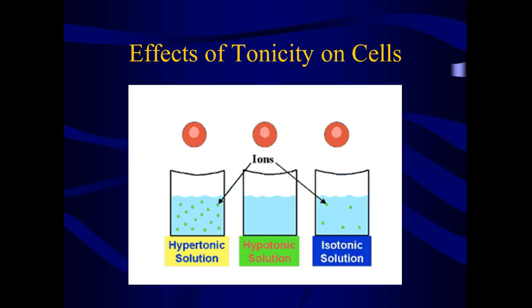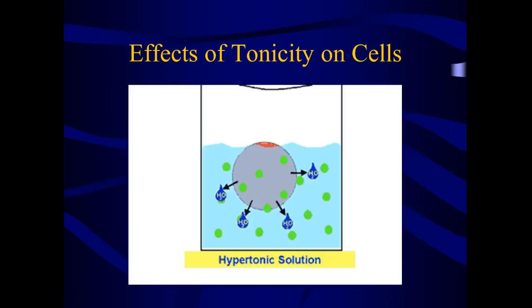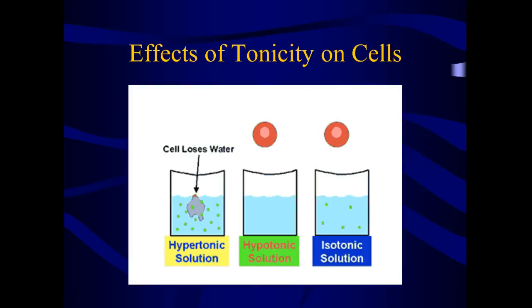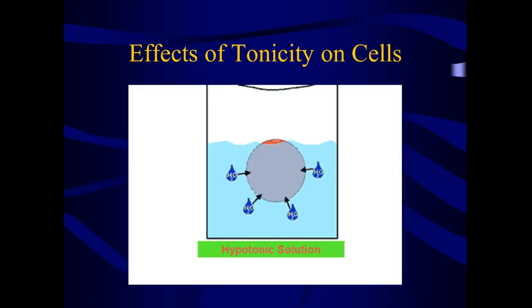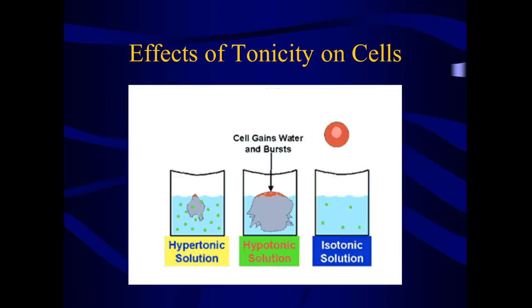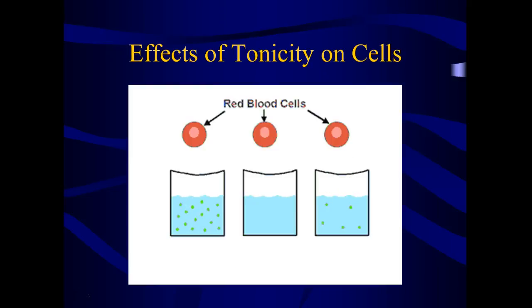So this is going to go through this multiple times just so that you get the idea. So again, in a hypertonic solution, there's more solute outside, so that lowers the concentration of water, and the water moves out of the cell and the cell shrinks and will probably die. Hypotonic is the opposite. The concentration of water is higher outside the cell, so water moves in because it's trying to balance. The cell is going to grow in size, probably burst, and then die, of course. And in an isotonic, it stays the same.